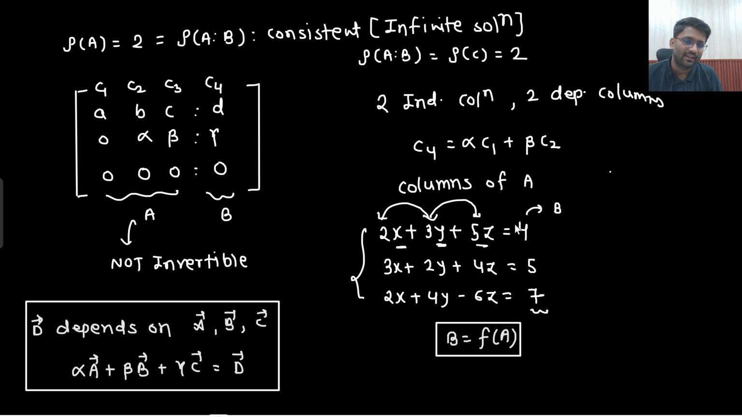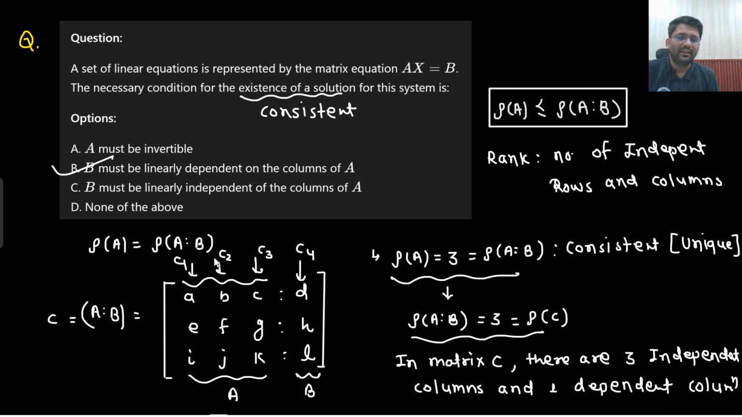Here we can directly see that 4 is written as 2x plus 3y plus 5z. It could be said as 4 is written as 2 alpha plus 3 beta plus 5 gamma. So 4 is depending on 2, 3, 5. 5 is depending on 3, 2, 4. And 7 is depending on 2, 4, minus 6. And this is how it is depending. So surely B must be linearly dependent on the columns of A. Is that clear? A very good question. It is a GATE question only.